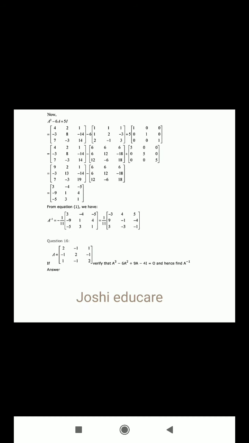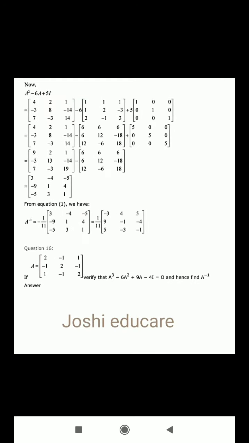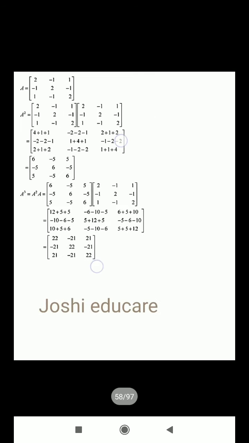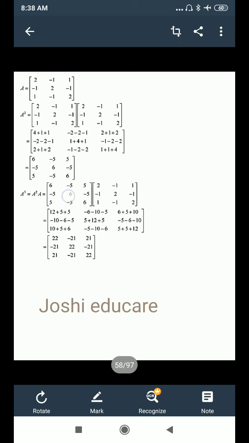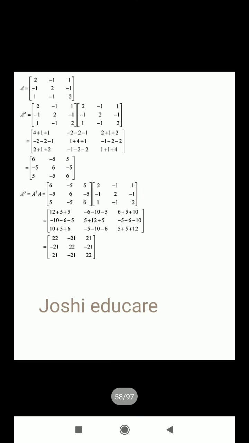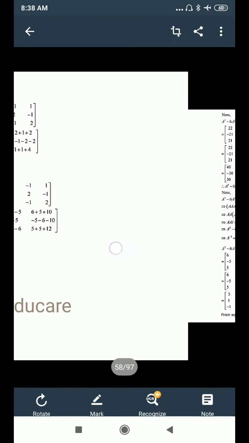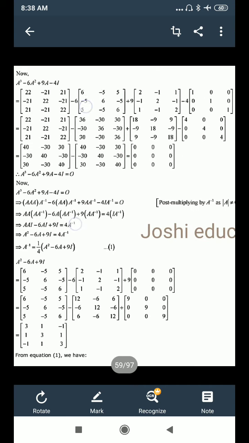Now question number 16, you can try yourself in the same way. Nothing new is there; it is a repetition of question number 15. A is given, you have to prove A cube minus 6A square plus 9A minus 4I equal to O. I will explain you the steps only. You multiply A by A to get A square, then multiply this A square by A to get A cube. Now we have A square and A cube, and the identity matrix will be a matrix of order 3.